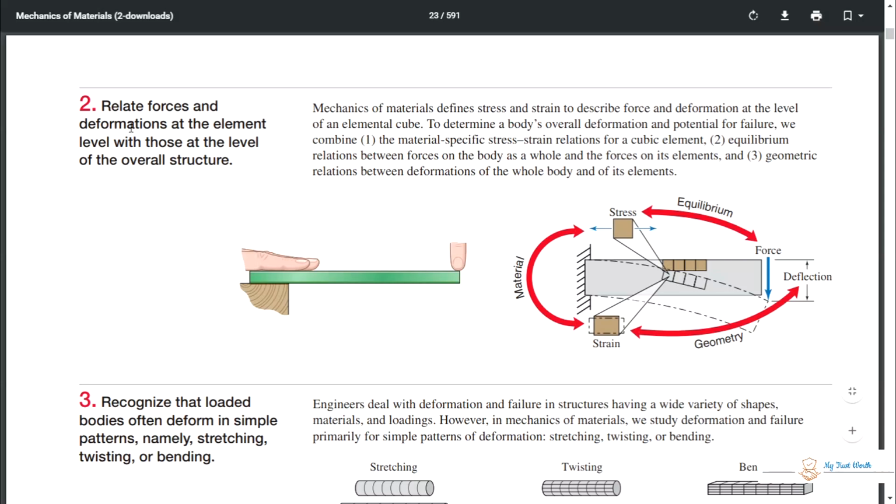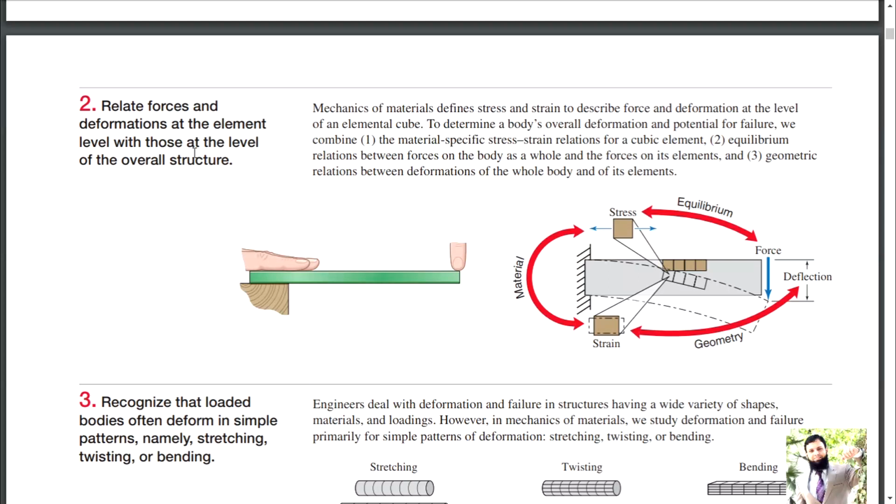Second, relate force and deformation at the element level with those at the level of the overall structure. So this is important: the relationship of forces on the element and the relationship of forces on the whole structure. You should just be copying the relationship on the whole structure and bringing that down to the relationship of that force on that element. Okay, how are you going to do this?